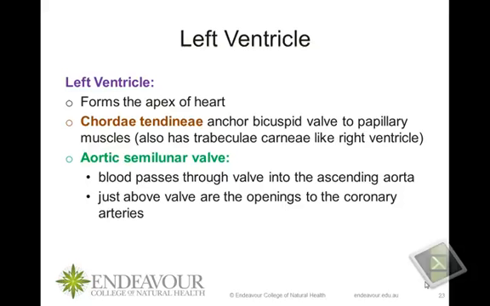During fetal life, a small vessel shunts blood back and forth from the pulmonary trunk to the aorta. This is called the ductus arteriosus. And it closes shortly after birth, leaving a small tissue remnant known as the ligamentum arteriosum.